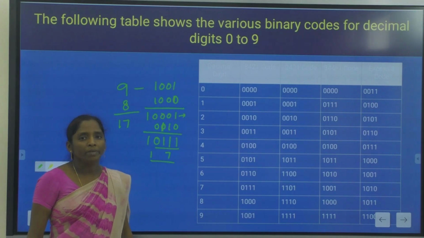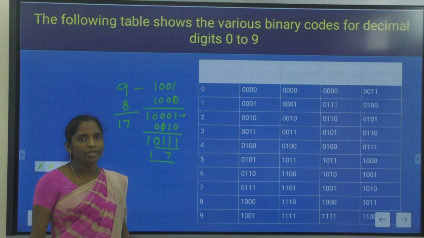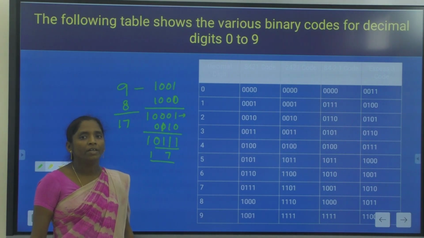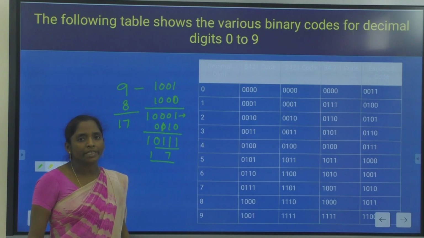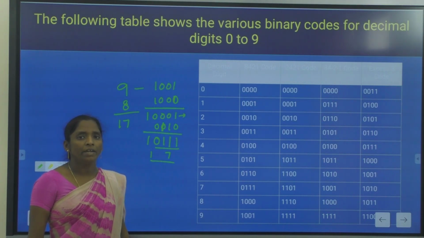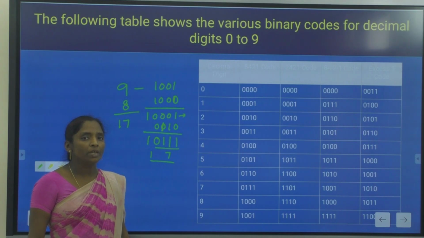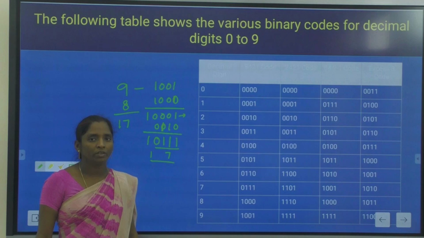So from the BCD additions we can summarize some points. If the sum is 9 or less with carry 0, no correction is required. If the sum is greater than 9, or 9 or less with carry 1, we have to correct the sum. For that purpose we should add 6 to the result. Okay? Is it clear? Do you have any doubt? Next one.